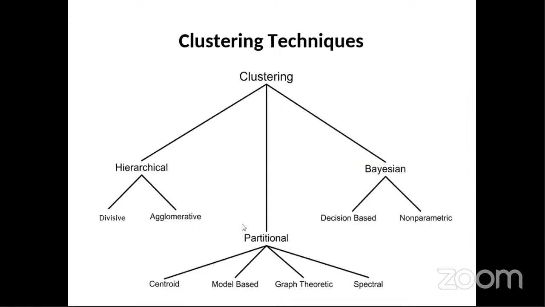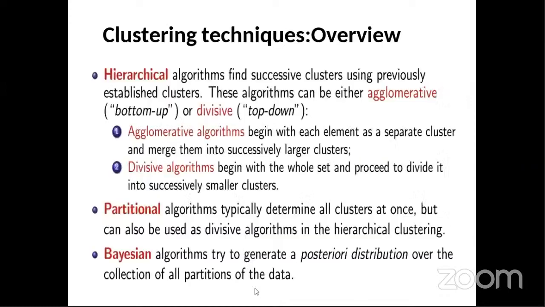Similarly, for partitional based techniques, we have the centroid method, model based method, graph theoretic method, and spectral method. Under Bayesian, we have decision based clustering methods and non-parametric clustering methods. So we can see that there are a lot of techniques which can be identified under different categories, and based upon your criteria function and your chosen application, you can decide what sort of clustering method is going to give you the optimal cluster formation, and then you can decide upon one.